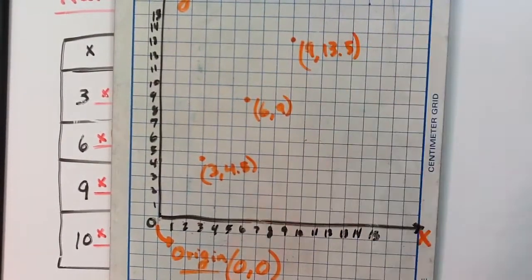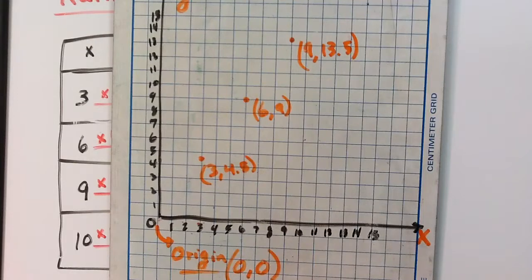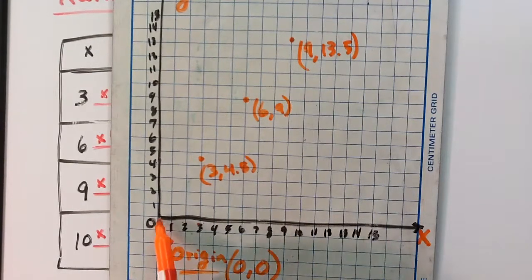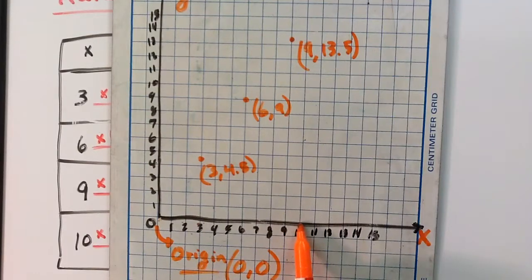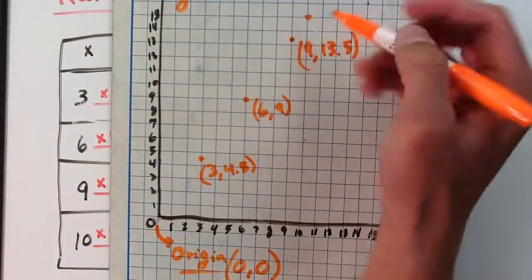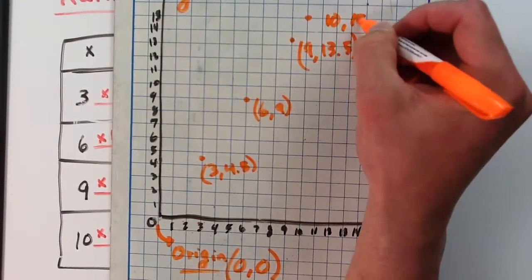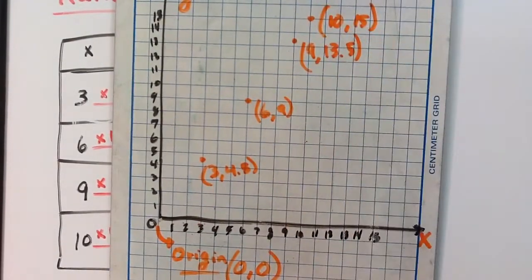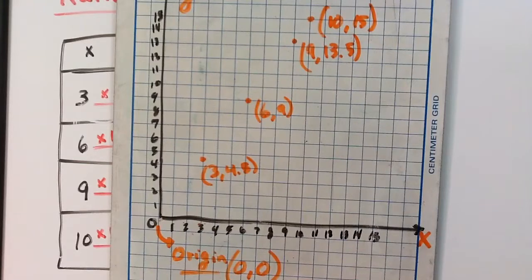13.5. Finally, I have the point 10, 15. So the x value tells me to go right 10. I go right 10, and then the y value tells me to go up 15, up to 15. Right there. This is the point 10, comma 15. So I have graphed my points now.